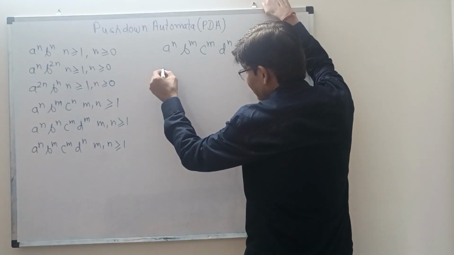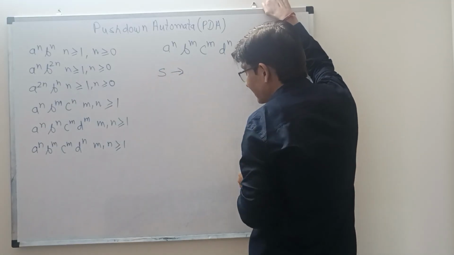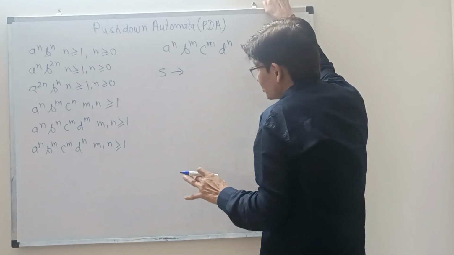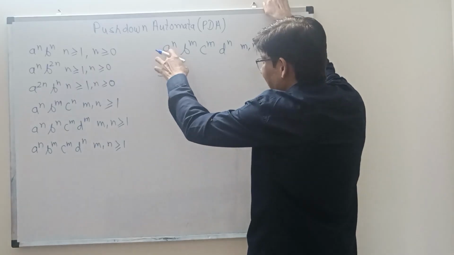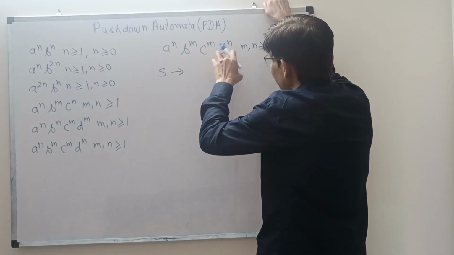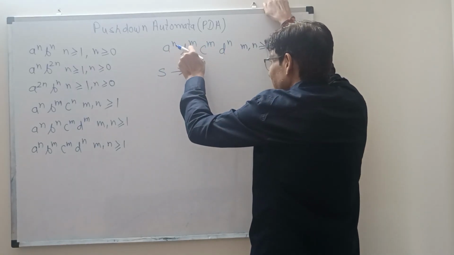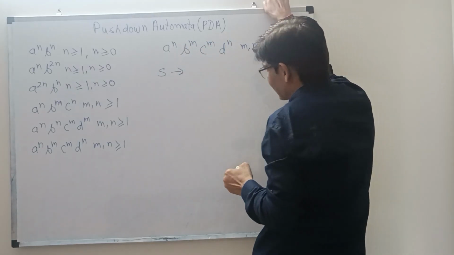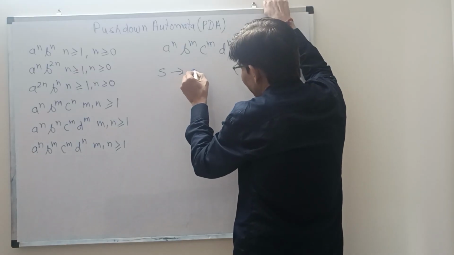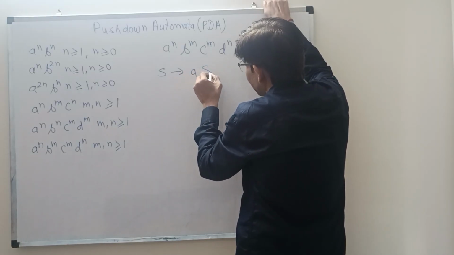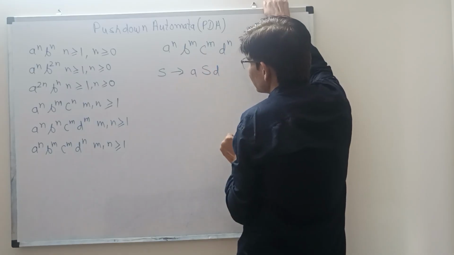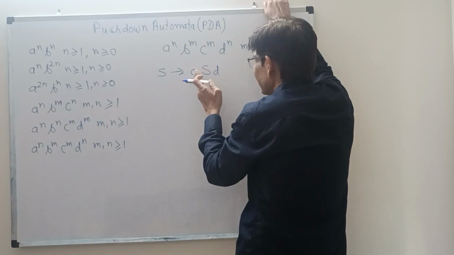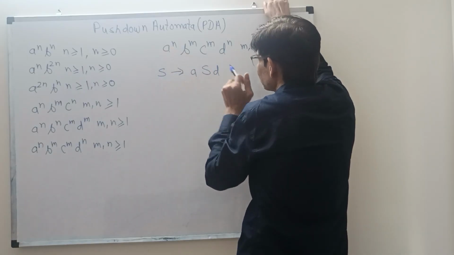So I can start with S again, which is the start symbol. Then I need to make sure whenever we are creating A, we will also create one D there. And if we are creating B, then we will also create one C there. So I can write it like this: S goes to A S D. Now I can have any number of A and D with this production.